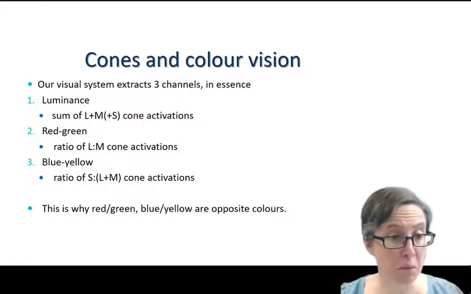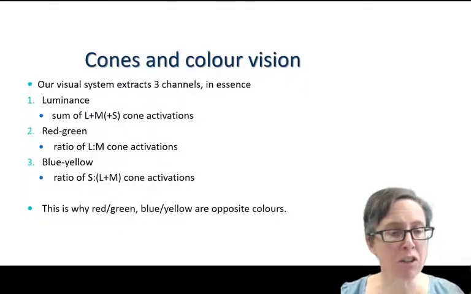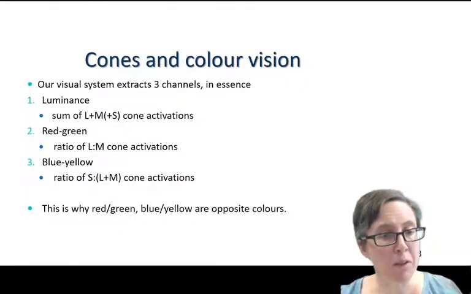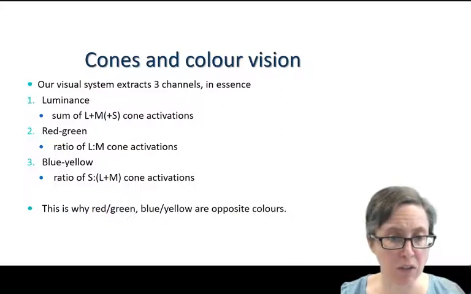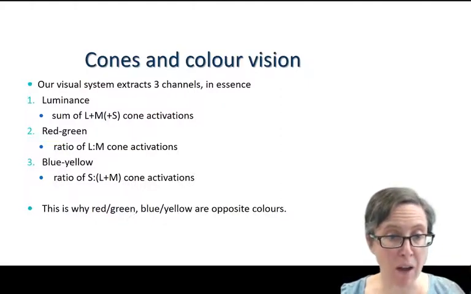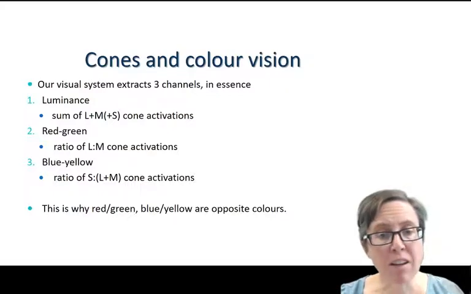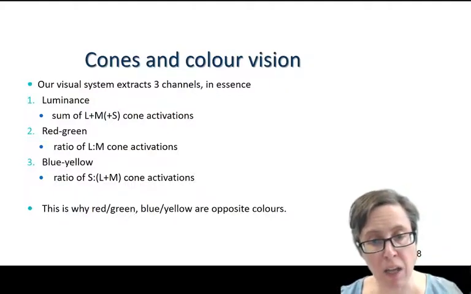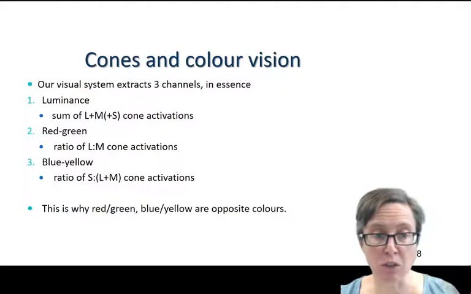And then we also have a blue-yellow channel, which is the ratio of S to the sum of L plus M cone activations. And so you can see that although Helmholtz was completely right that we have these three cone types, Hering was right that they are combined in a way as to give us two colour channels, one red-green and one blue-yellow.